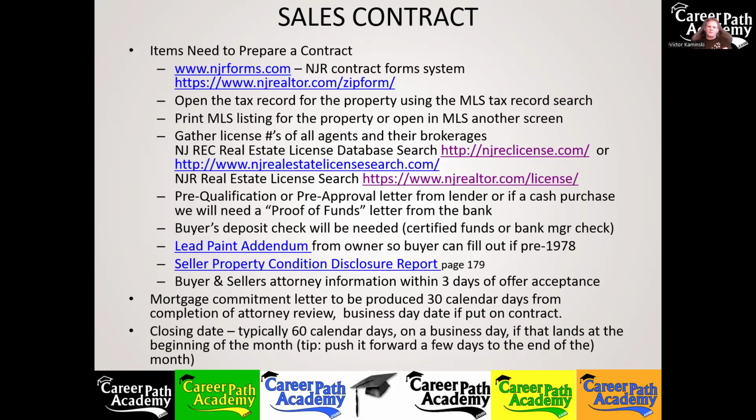And we should ask the buyers or the sellers what attorney they're using. Because remember, if the offer gets accepted, we've got to give that duplicate original to both parties. And then we start that attorney review within 3 business days. Otherwise, that contract becomes legally binding as it is.